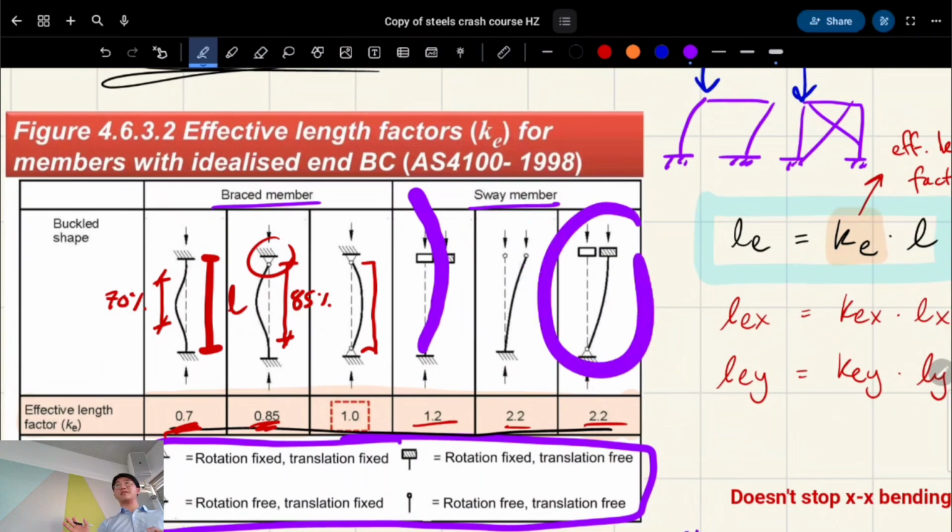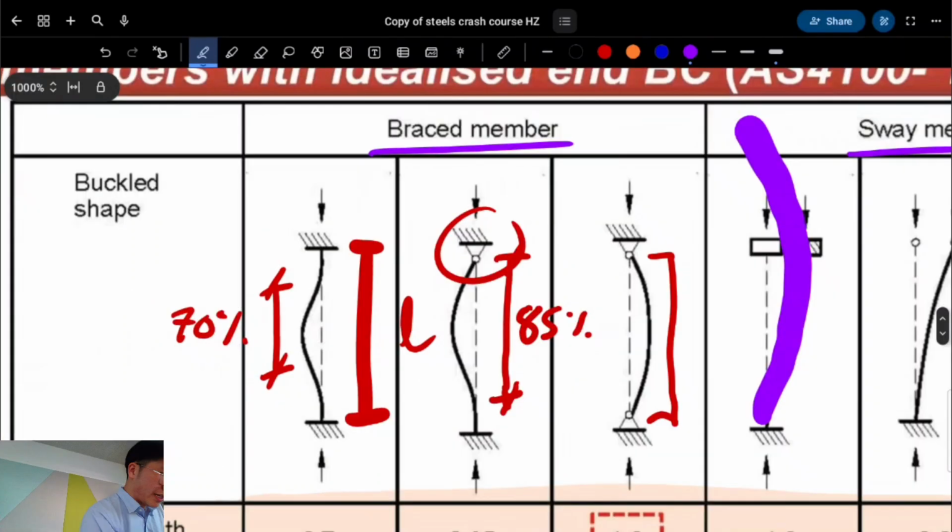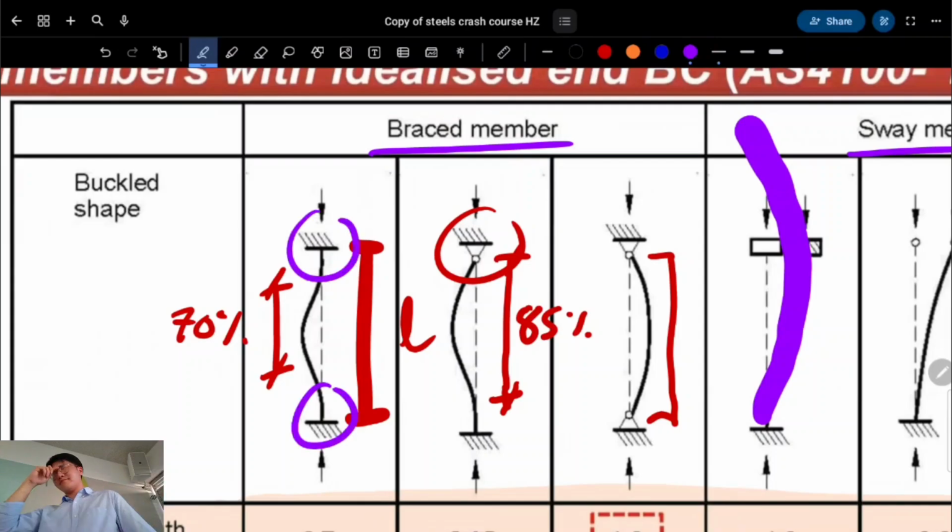So that means sway members might be longer. They're effectively longer. So you pretend that they're longer in your calculations than they actually are, and you exaggerate them to be worse than they actually are. Whereas braced members, they're braced so they don't move as much. And so parts of it are, for example, fixed to fixed. It's as if only the middle portion of it is the length that you consider, which can buckle. Yeah. Because that's the part that's buckled.